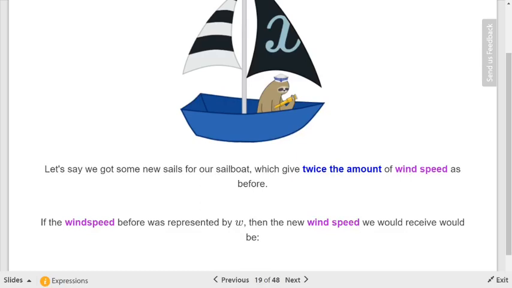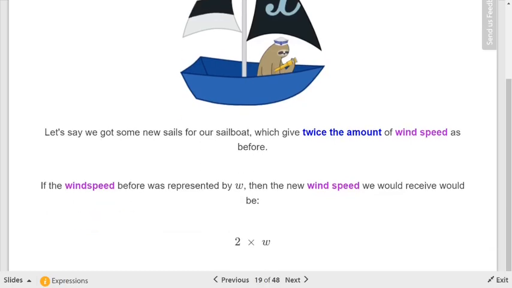2 times W, right? Because the wind didn't increase, but how much wind we can capture did, by twice as much. Okay? So we now have 2 times W to represent our wind. Make sense? What if I tripled the amount? What would that mean? 3 times our W. So again, it's not the wind that's changing, it's how much wind we can capture that's changing.